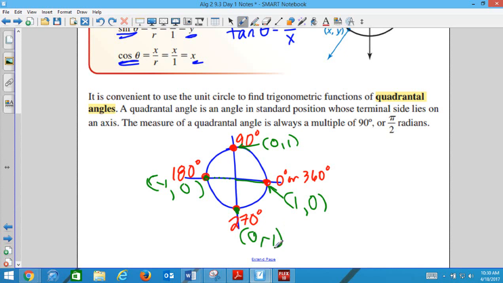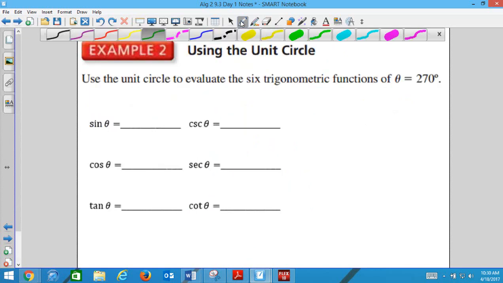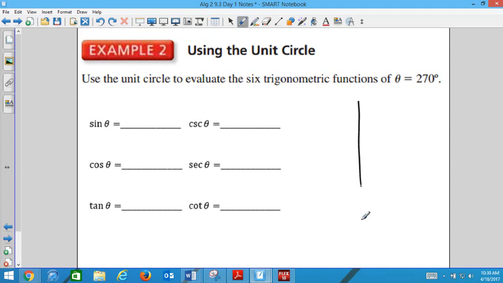You may have written that on your paper, maybe next to the next question. I'm going to rewrite it because I need it next to the next question, but mine's on a different page. So I'm just going to copy it again over here. This says, use the unit circle to evaluate the 6 trigonometric functions when theta is 270.